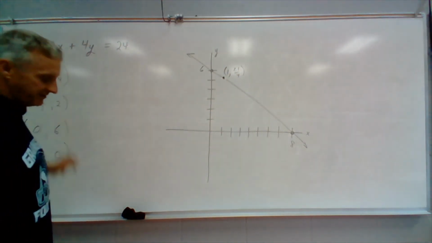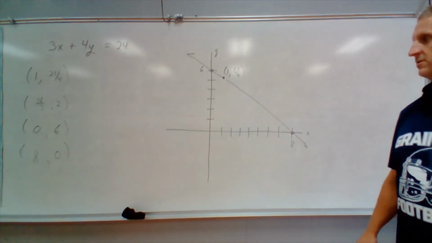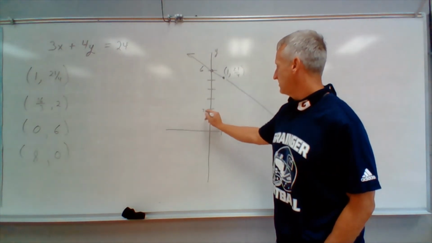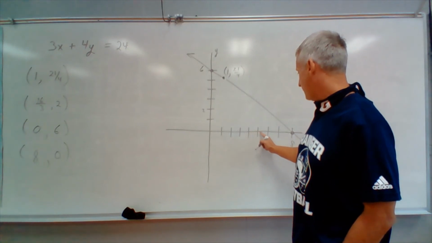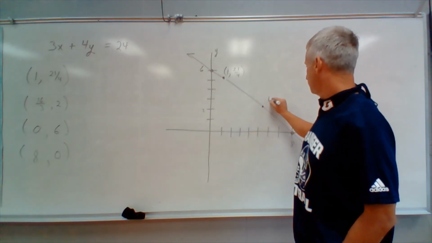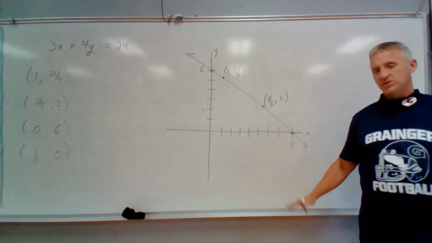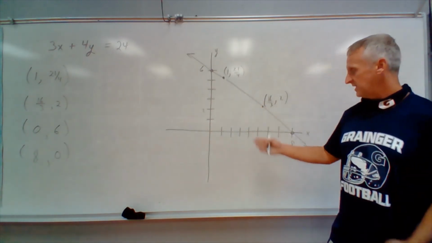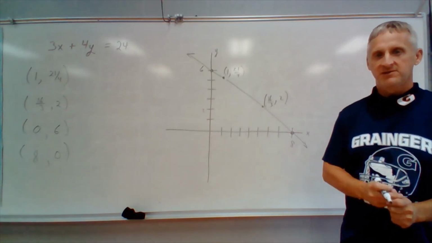Also, we have 16 over 3, which is 5 and 1/3. So if my y is 2, then 1, 2, 3, 4, 5 and 1/3, about right there. 16 over 3, 2. So again, we can find an infinite number of such solutions on there. All we have to do is plug in any number we want for x, say 3, and we'd be able to figure out what the y value is.